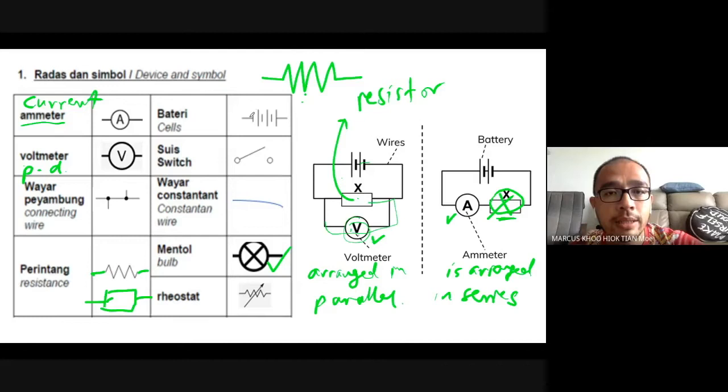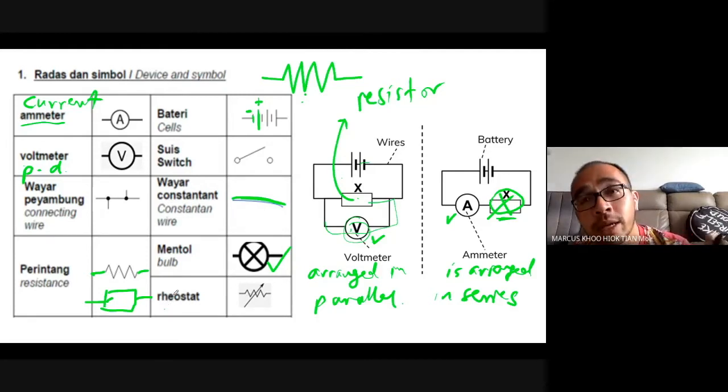For battery cells, we know that the short leg is the negative terminal and the long leg is the positive terminal. This is a symbol for a switch. The function of the switch is to turn on and turn off the circuit. A constantan wire is just the same. This is a rheostat. A rheostat is a variable resistor. It is like a resistor, except that it can change the resistance. That's why you see the symbol is almost the same, except that it has an arrow over here to show you that it can change the resistance.